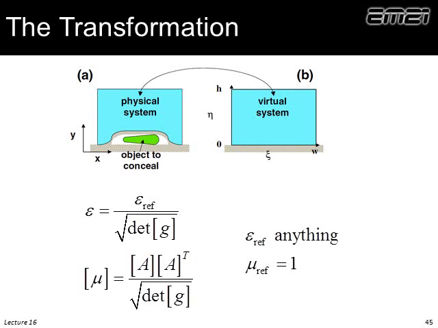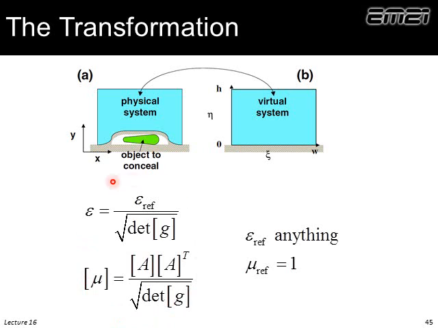So it comes down to this. We look at this as a coordinate transformation, and in our homogeneous system, if you will, the dielectric constant can be anything. We're going to set our permeability to 1. In our transform coordinate system, things are a little bit different, and we take this reference dielectric constant, divided by the square root of the determinant of this covariant matrix, and mu is the Jacobian times the transpose of the Jacobian divided by the square root of the determinant of the covariant.